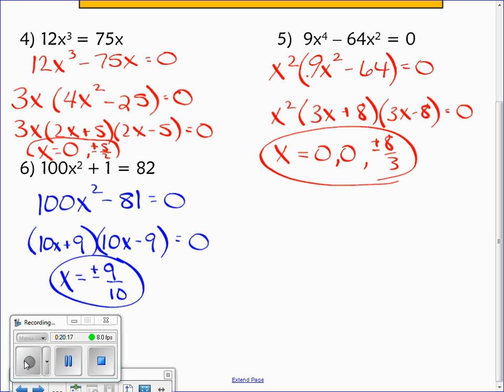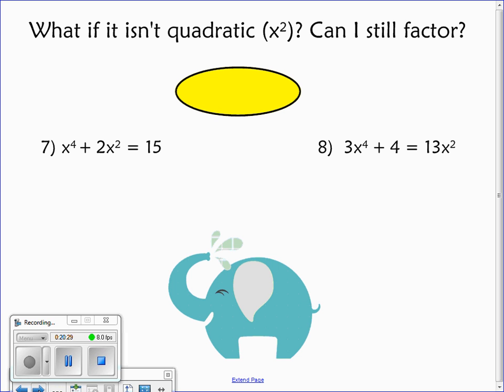All right. So that's all stuff that's familiar to us. If it wasn't, we're in bigger trouble than I thought. Okay, so let's move into something that's a little different, but kind of the same. Okay. So what if it isn't quadratic? What if it's not x squared? Can you still factor things? And the answer is yes, you can.